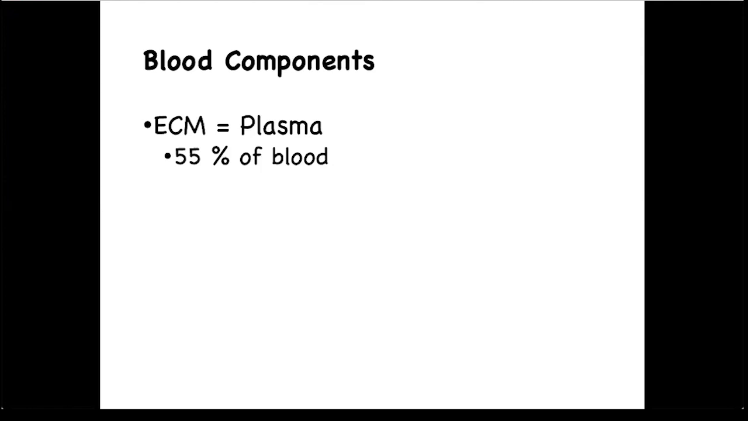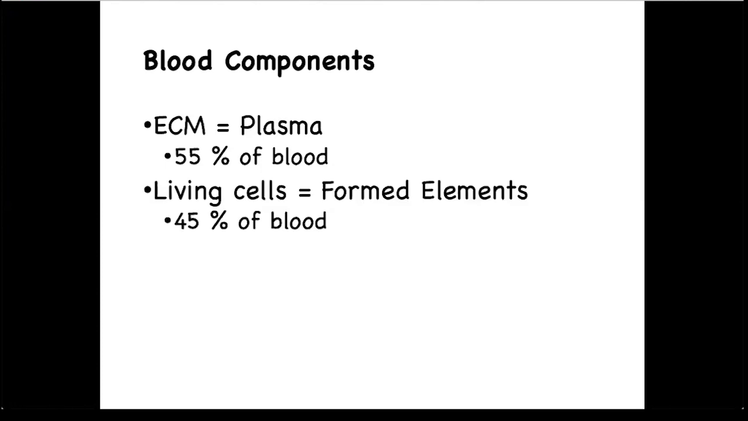Let's look at the extracellular matrix. It's called plasma in blood and makes up about 55% of the volume of the blood. The living cells are called the formed elements, and they're going to consist of leukocytes, which are white blood cells, erythrocytes, which are your red blood cells, and platelets. The formed elements make up about 45% of your blood, and the majority of your cells will be red blood cells. Over 99% of the formed elements will be red blood cells. This is because leukocytes do not remain within the blood vessel. They are traveling through your tissues.